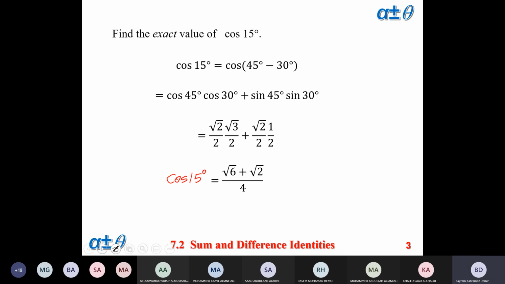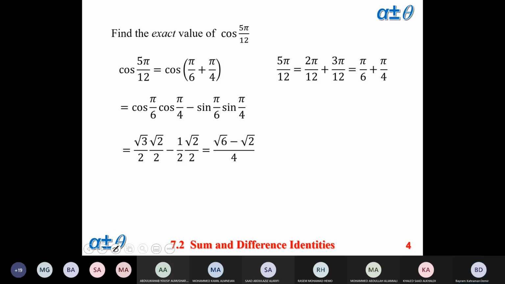Let's see. Next. Find the exact value of cosine of 5 pi over 12. Well, I'm sure most of you will just switch to degrees and then solve it as degrees.